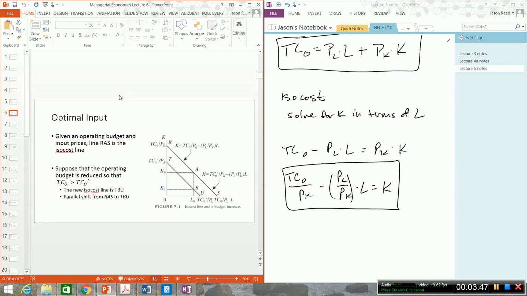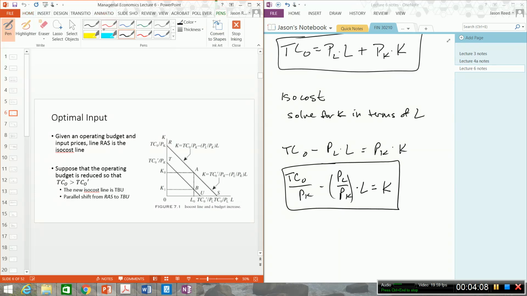So what does this look like for us graphically? Graphically, what we have is our budget constraint, so to speak, and this budget constraint is represented by our ISO cost line. Given this operating budget TC naught and our input prices, we have a line here, and this line is essentially dictated by the slope P sub L over P sub K. And so our ISO cost line is important for us here.